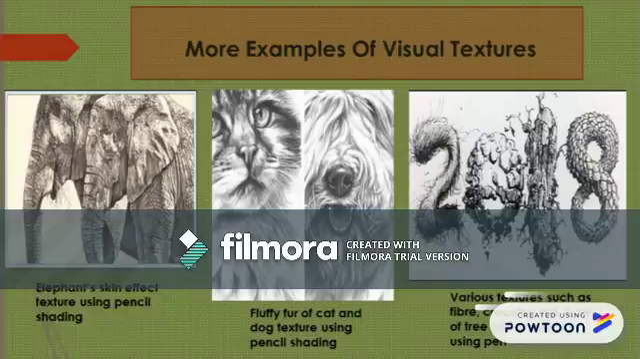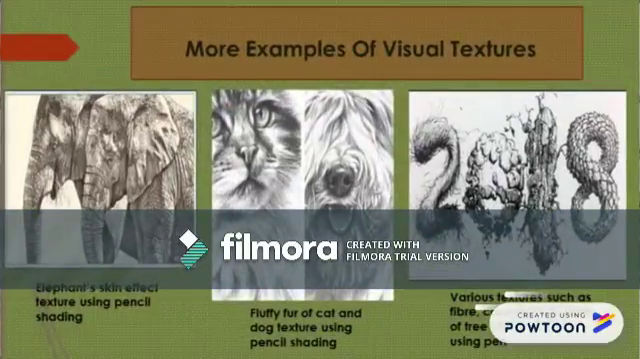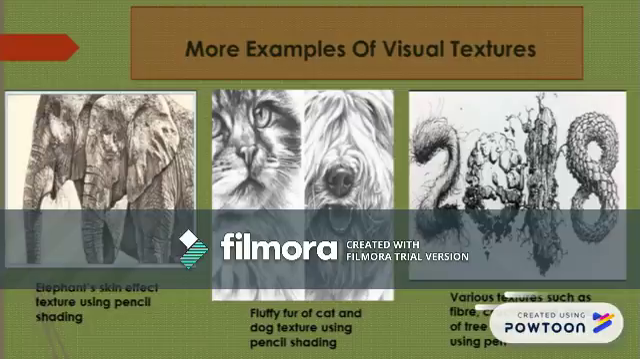More examples of visual textures are shown in the visuals, like the elephant's skin effect texture using pencil shading, the fluffy fur of cat and dog texture using pencil shading, as well as various textures such as fiber, cracking soil, bark of tree, and snake skin using pen.